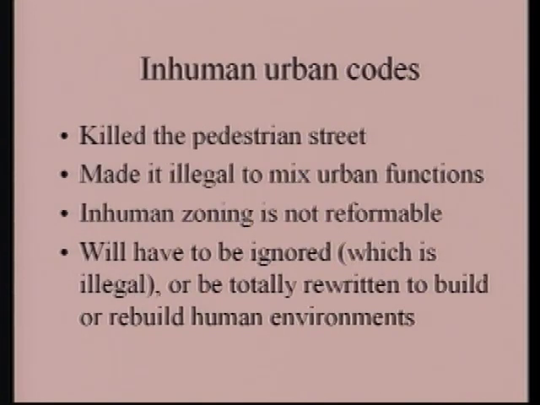Inhuman urban codes kill the pedestrian street. They made it illegal to mix urban functions. Inhuman zoning is not reformable. You cannot go in and change one or two of these things or revise them. There are only two solutions, which are drastic. Either you will have to ignore the inhuman urban codes, but that's illegal, or they will have to be totally rewritten to build or rebuild human environments.